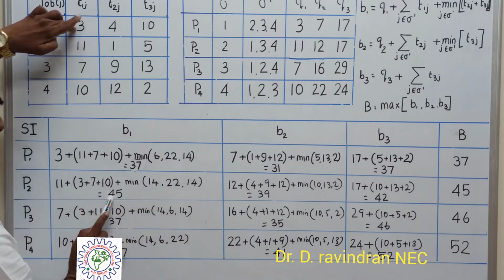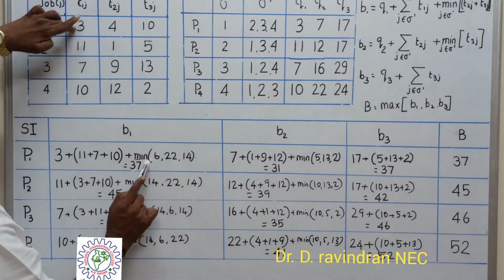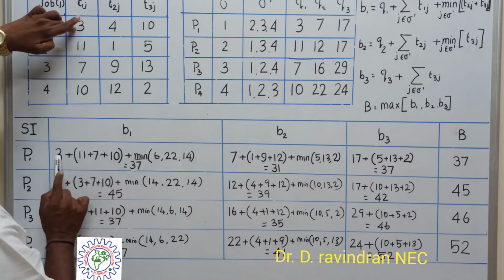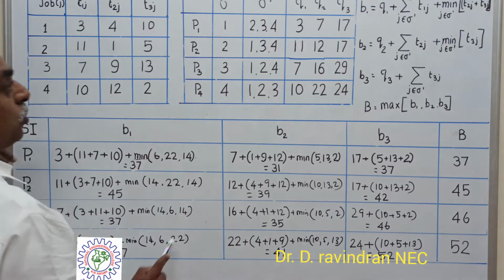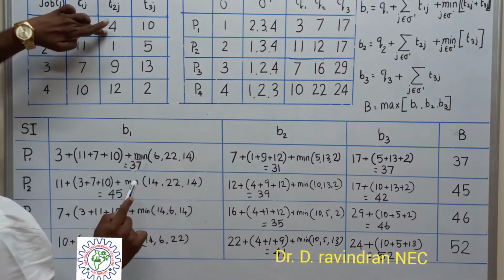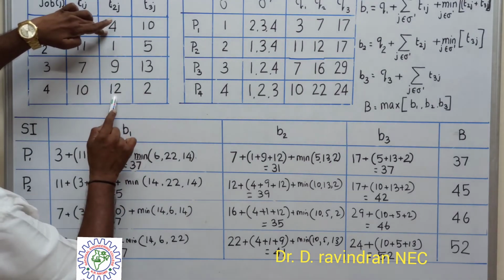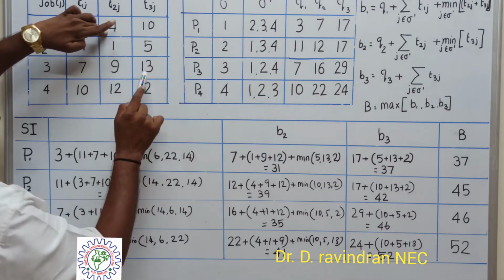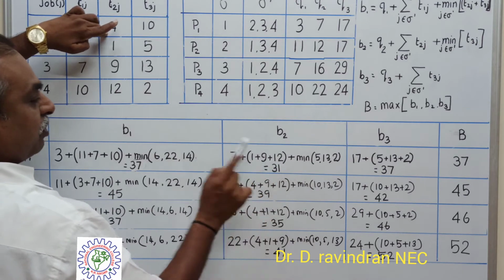14 plus this sum comes to 6, 22 and 14. So the minimum will be 6 plus this sum plus this will be your 37. Similarly, when it comes to B2, that is 7 plus the sum of this value, 1 plus 9 plus 12 plus the minimum of these three values, that means 2, 13 and 5. So here it is 2, so the sum comes to 31.